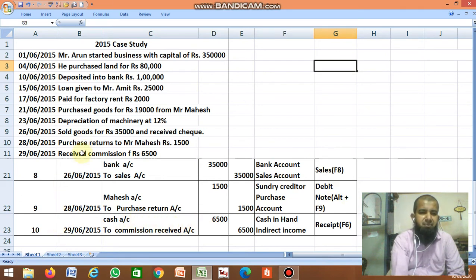And the last one, received commission of rupees 6,500 on 29/6/15. So cash account is debit 6,500 and commission received account is credit. Cash account comes under cash in hand. Commission received account comes under indirect income, and the voucher is receipt.